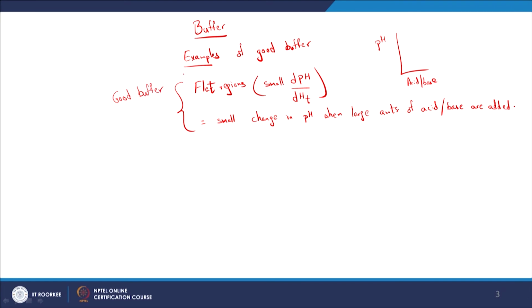Conversely, when we have steep portions, a steep change in slope, or high slope, dpH by dHT, in those cases we see that the system acts as a poor buffer. Again, H total, not H, because this is a mistake that people make, thinking that it's a change in pH with change in H plus. No. Why is that?